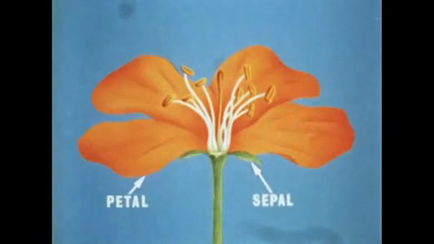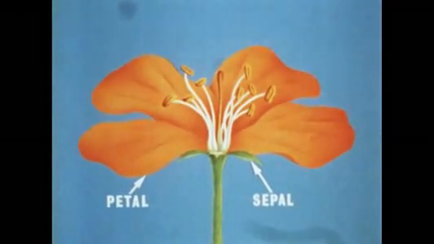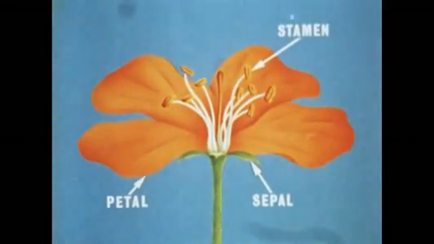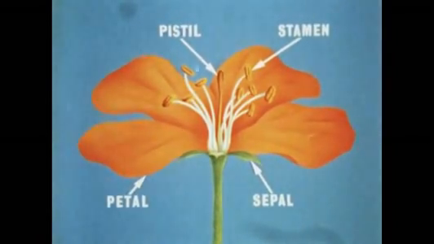The petals, located next to the sepals, are usually the most colorful part of the flower. In the center are the stamens and the pistil. The stamens and the pistil are the plant's reproductive organs. Many flowers, like this imaginary one, have both stamens and pistils. Others lack one or the other of these two basic parts. In the lily, the stamens and pistil are easily identified.